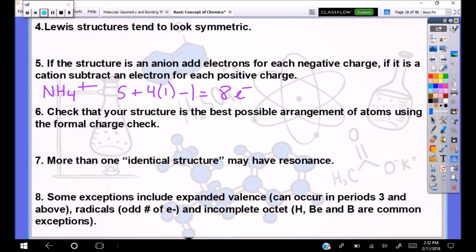Exceptions. We're going to look at expanded valence today. If you have an expanded valence, that means you probably have a d orbital that can accept more electrons. It also happens when we have more electronegative elements bonded to our central atom that pull electrons away from the central atom, thus leaving it a little deficient. You'll see this a lot with phosphorus and sulfur because they are in period 3 and they have the ability to put electrons in a d orbital. We have radicals, which are odd numbers of electrons, and then an incomplete octet. Hydrogen's good with 2, beryllium's good with 4, and boron is good with 6 electrons.